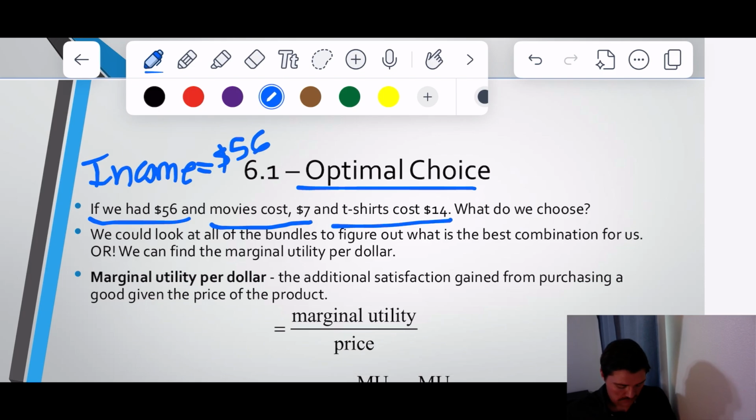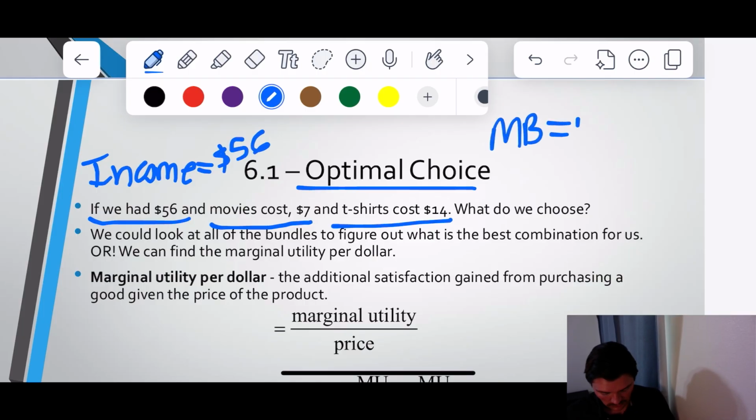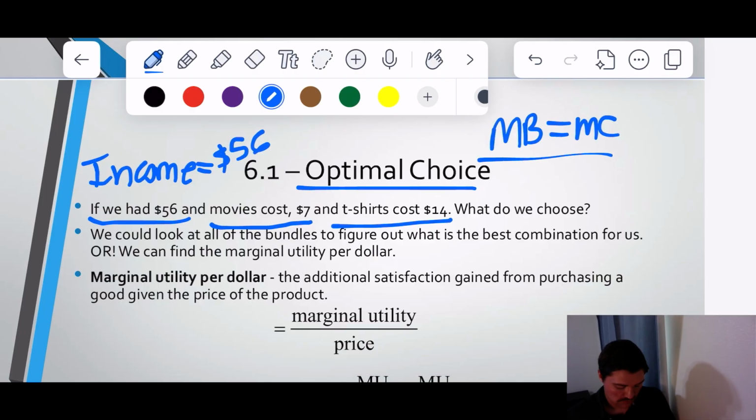So here's the deal. We do need to go back to chapter 1, which talked about the margin analysis, which looked at marginal benefit and marginal cost, where this is your optimal choice. Marginal benefit is just how much additional happiness you're getting, and you have to match that up with the additional cost that you're having.